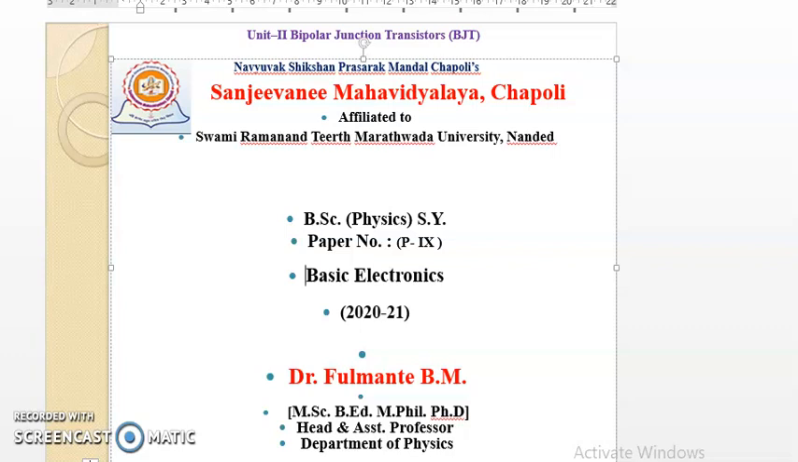Good morning. In the last lecture we have seen the input characteristics. The study of input characteristics of a transistor is the relation between IB and VBE. Now we discuss the same in detail. This lecture is again for BSc second year physics students.